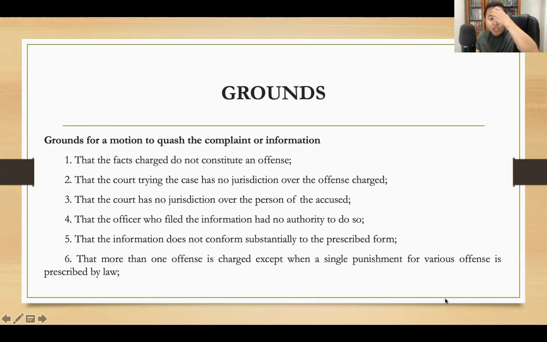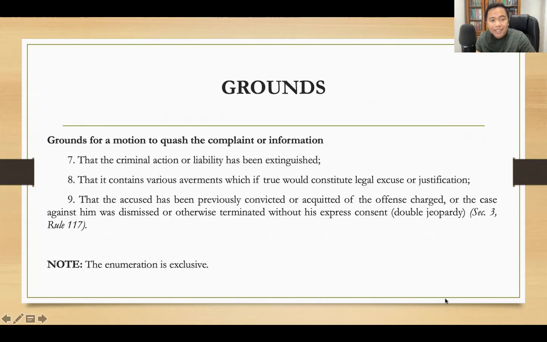Now, that the information does not conform substantially to the prescribed form; that more than one offense is charged except when a single punishment for various offenses is prescribed by law; 7, that the criminal action or liability has been extinguished; 8, that it contains averments which, if true, would constitute a legal excuse or justification; and then 9, that the accused has been previously convicted or acquitted of the offense charged, or the case against him was dismissed or otherwise terminated without the express consent of the accused, or double jeopardy.